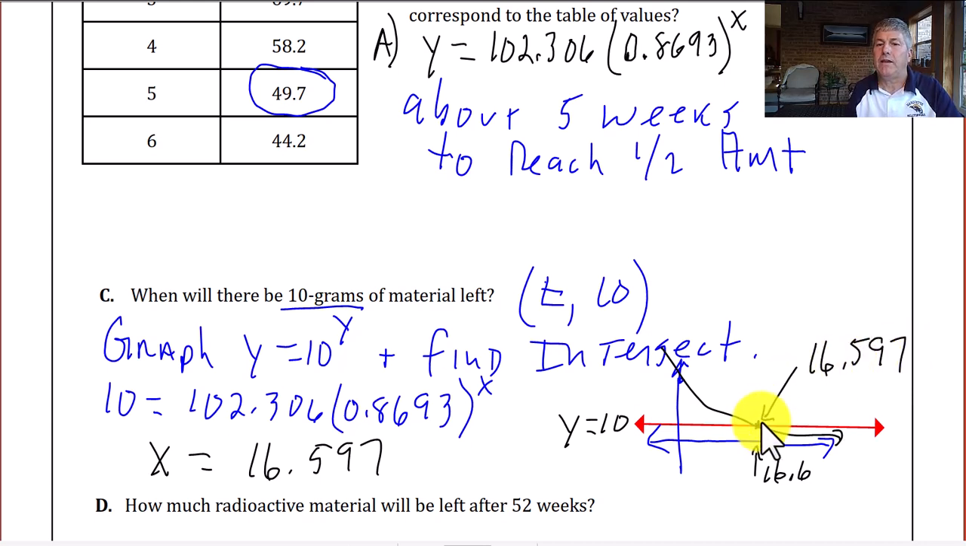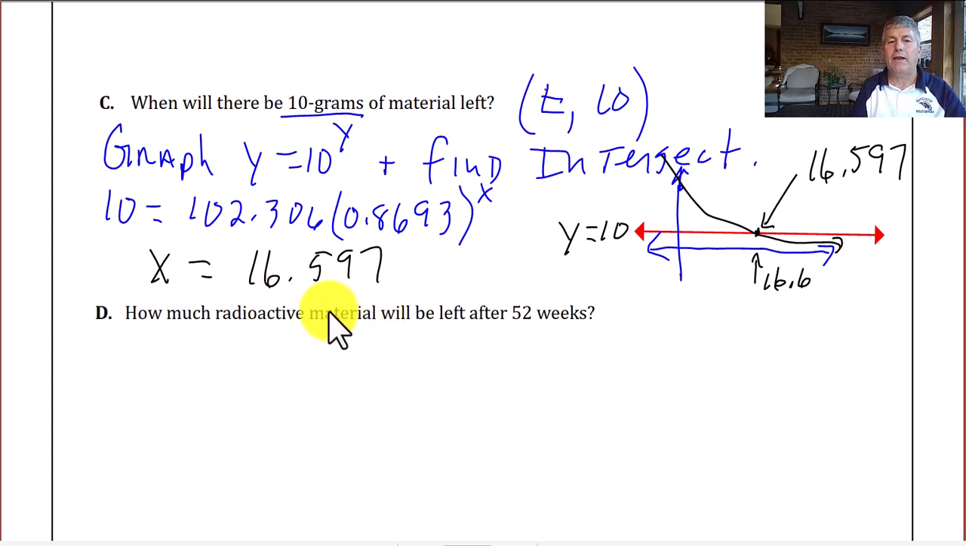So our graphing calculator told us the intersection was at 16.597 for x and a y of 10. Our equation would have looked something like this, where 10 equals 102.306 times 0.8693 raised to the x. We'd have to do logarithms to solve for x, so right now all we can do is use our graphing calculator.